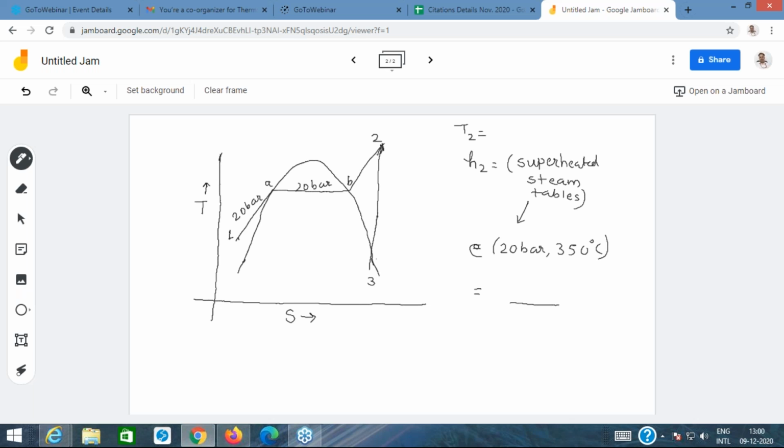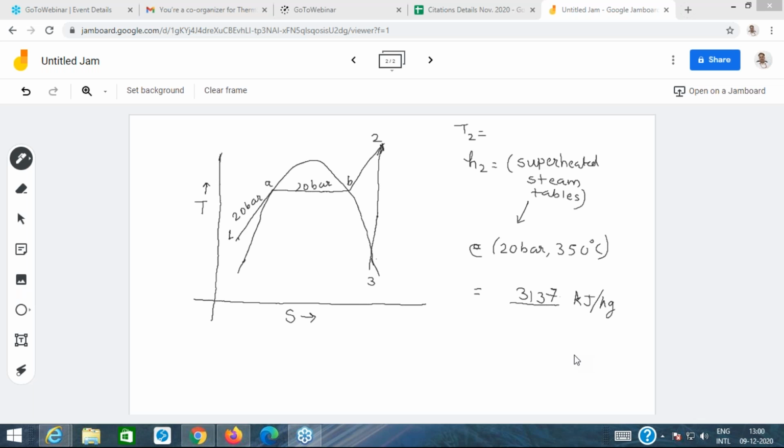Are you able to look at that? Anybody of you? At 20 bar and 350 degrees centigrade, the value is 3137. Yes, Aditya is closer. So Aditya is right. 3137 or 3138, whatever, right? So the unit is what? The unit would be kilojoules per kg. Please note, 3137 kilojoules per kg. Neha, Kamlesh, Aditya have got these values.